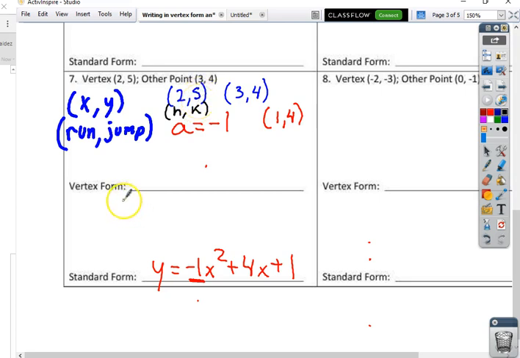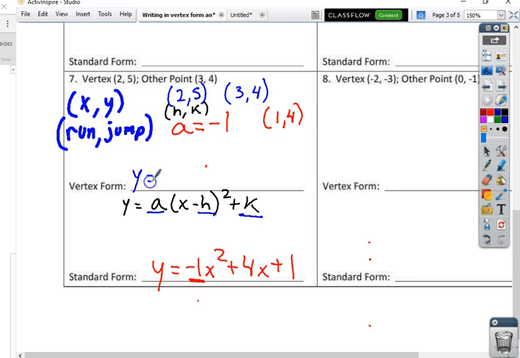So you do not have to memorize this vertex form. It's in the front of your paper. It's y equals A parentheses x minus H close parentheses squared plus K. So that is your vertex form. I always write it underneath. And I'm going to substitute or plug in the A, the H, and the K. And that will be my final step.